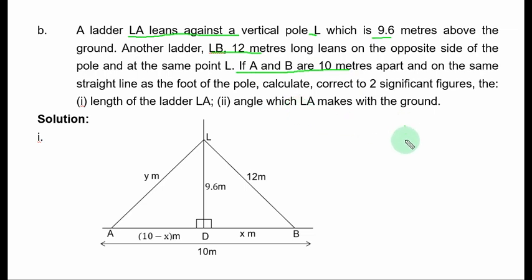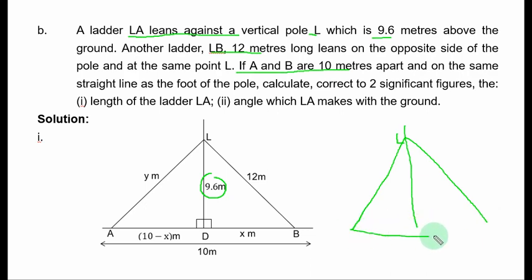So you have the vertical pole. The pole has a point on it L. So the first ladder LA leans on this side. The length of the pole is 9.6 meters, and from the same point you have the second ladder LB somewhere here. Both are on the same ground level with the pole, so you can join the level together. The length of the second ladder is 12 meters. Then the length of the first ladder is unknown, so let it be y meters.